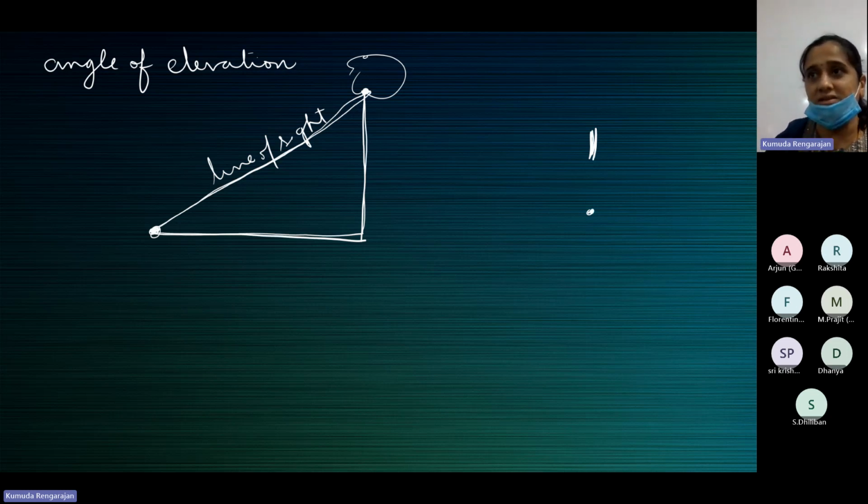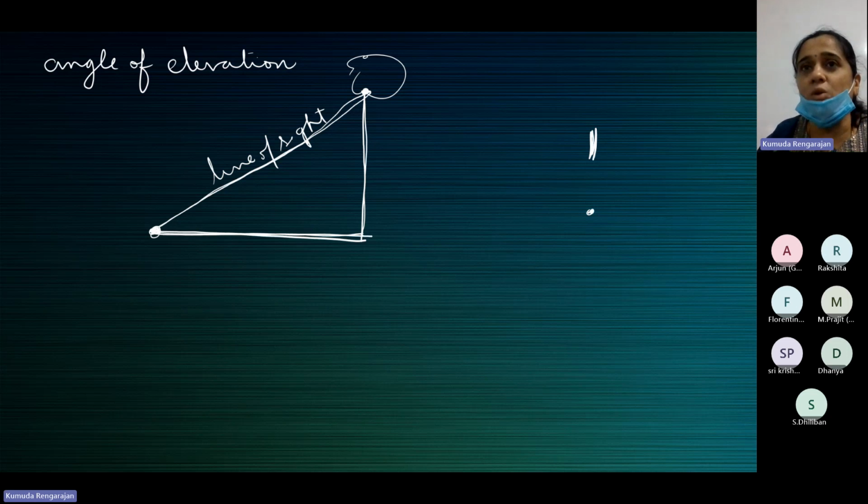Sight, seeing, sight. Okay, so you see, no? So sight, line of sight, the line of your vision, you know. Okay, so the line segment connecting the eye of the observer and the object observed is called the line of sight. Now, through the eye of the observer, we take a horizontal.